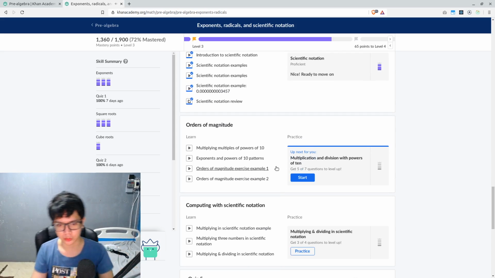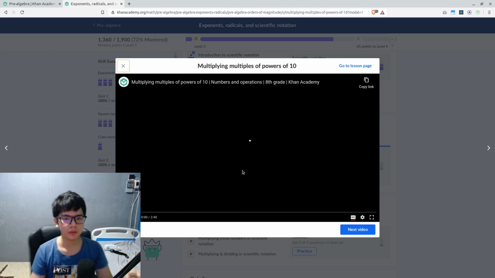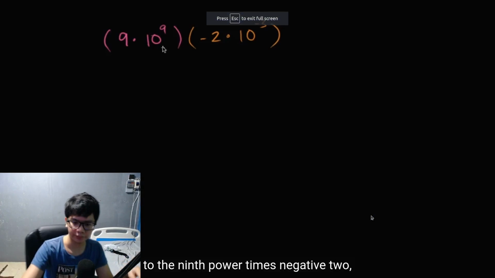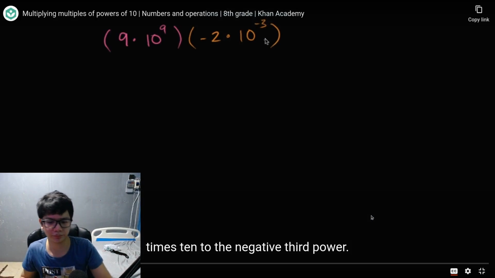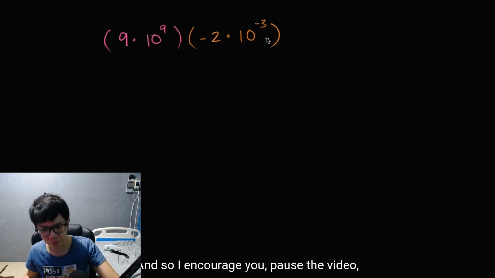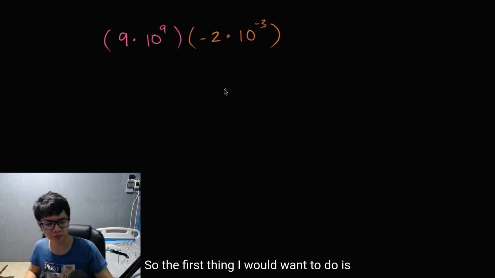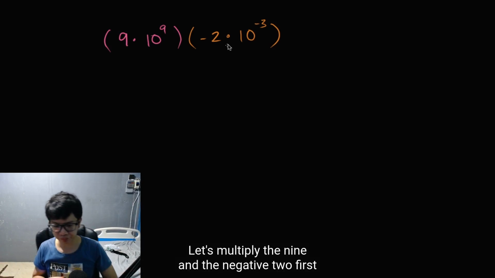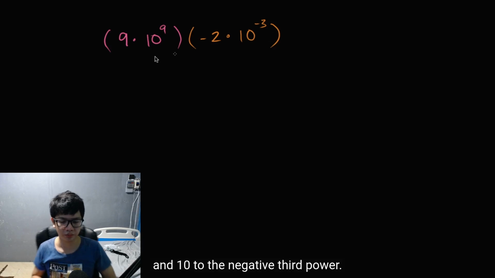Orders of magnitude, multiplying multiples of powers of 10. I would like to multiply 9 times 10 to the 9th power times negative 2 times 10 to the negative 3rd power. And so I encourage you, pause the video, see if you can work through this. Alright. So the first thing I would want to do is, let's just change the order of multiplication. Let's multiply the 9 and the negative 2 first, and then we can multiply the 10 to the 9th and 10 to the negative 3rd power.